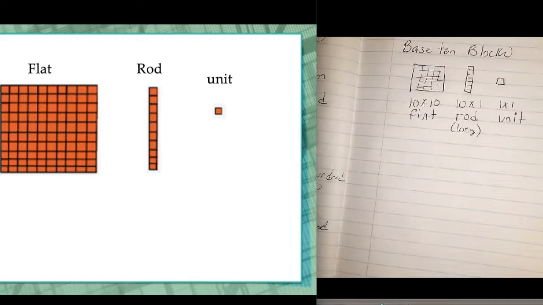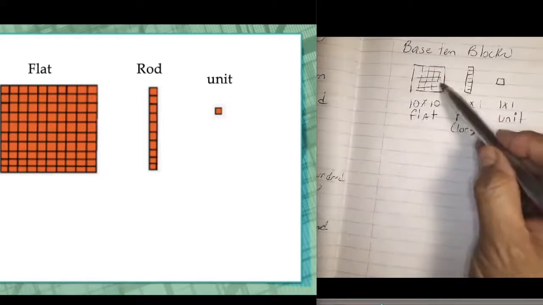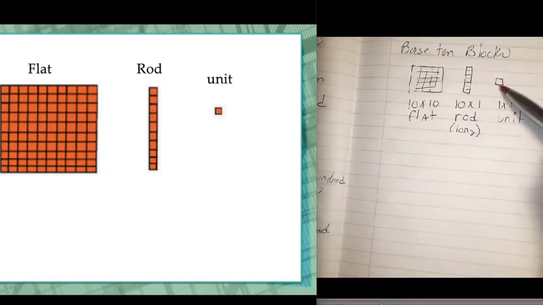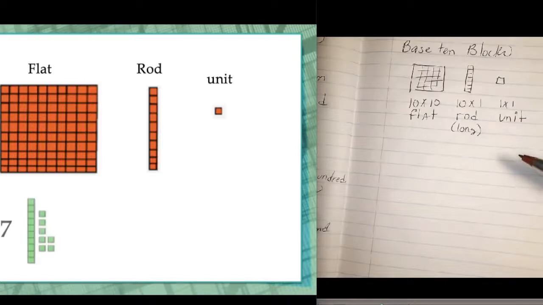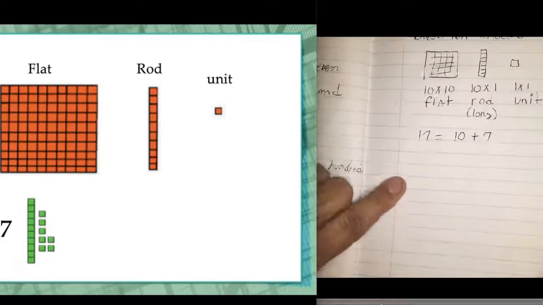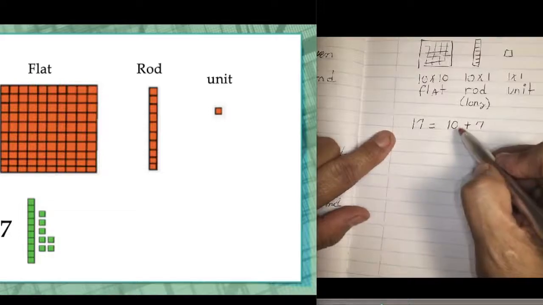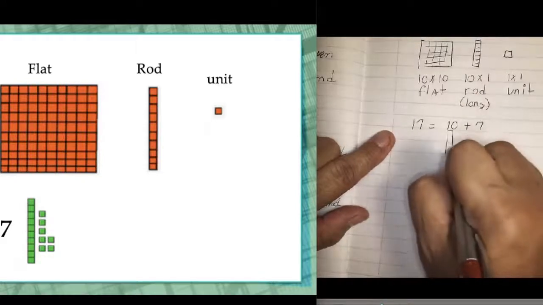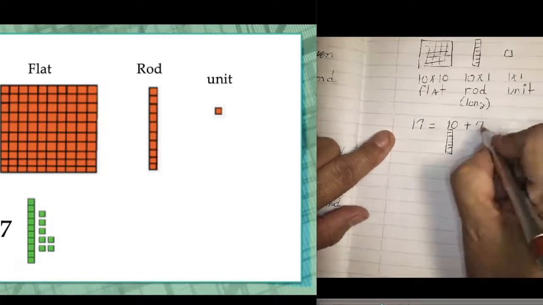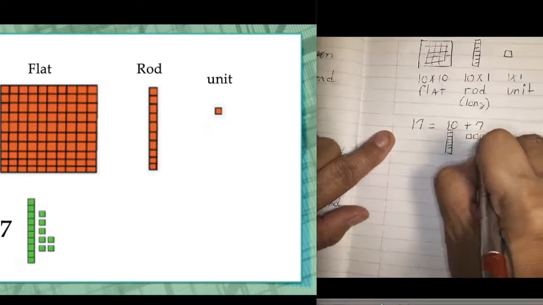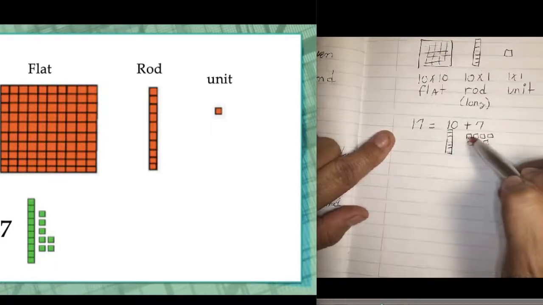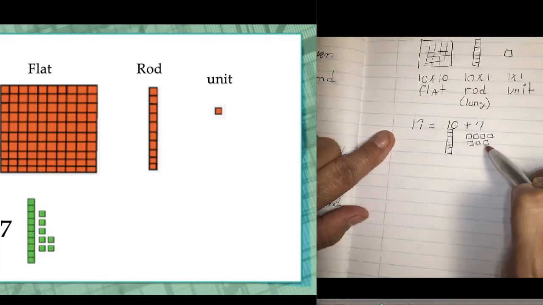Okay. Now remember, the flat represents my hundreds, the rods represent my tens, and the unit represents my ones. So here I have a 17. Now when I decompose the 17, I'm looking at it as a 10 plus a 7. Well, the 10 will become my rod because it has 10 little squares in there. I'm not going to count them, I'm just drawing little lines. And then I'm going to have my 7 units. 1, 2, 3, 4, 5, 6, 7. So the rod represents 10, 11, 12, 13, 14, 15, 16, 17.